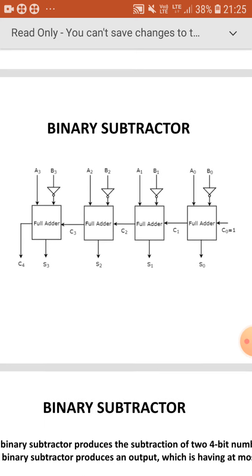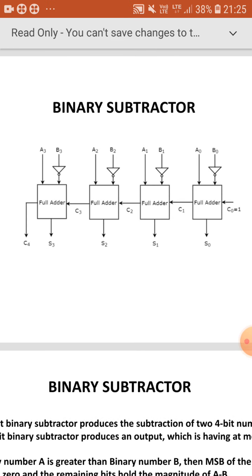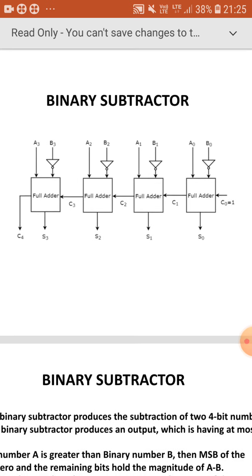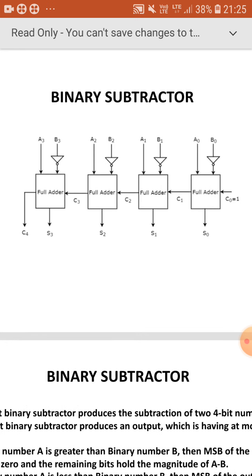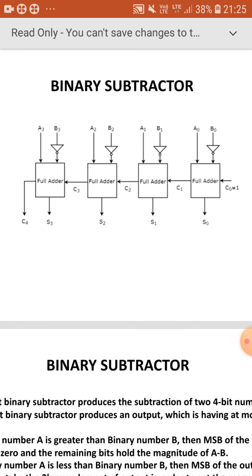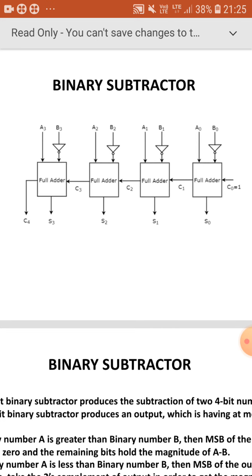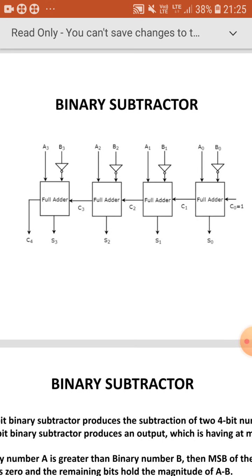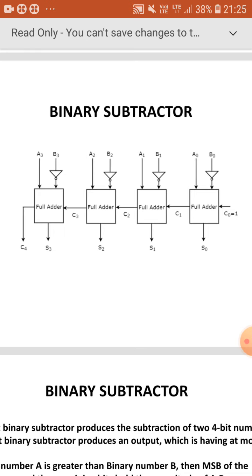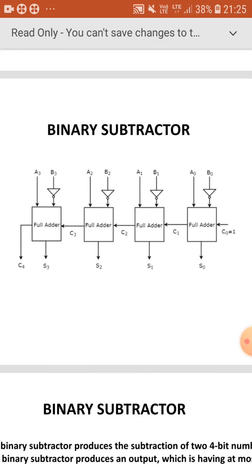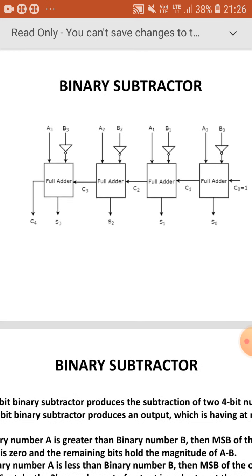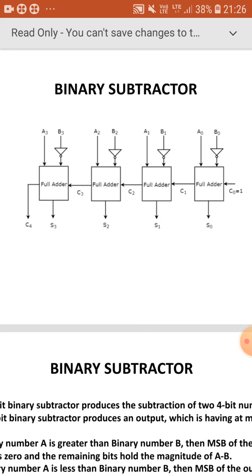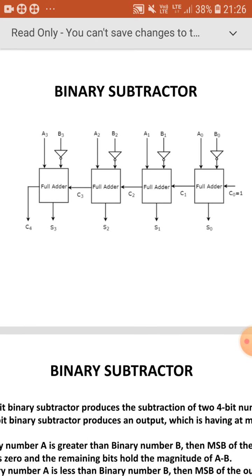So here we have 4 full adders. This is the block diagram for the 4-bit binary subtractor. A3 to A0 are applied to the full adders. B3, B2, B1 and B0 are complemented. To take the 2's complement, first you have to take the 1's complement and then you have to add 1. So B3, B2, B1 and B0 are applied to NOT gates. Now you will get the 1's complement of B3, B2, B1 and B0.